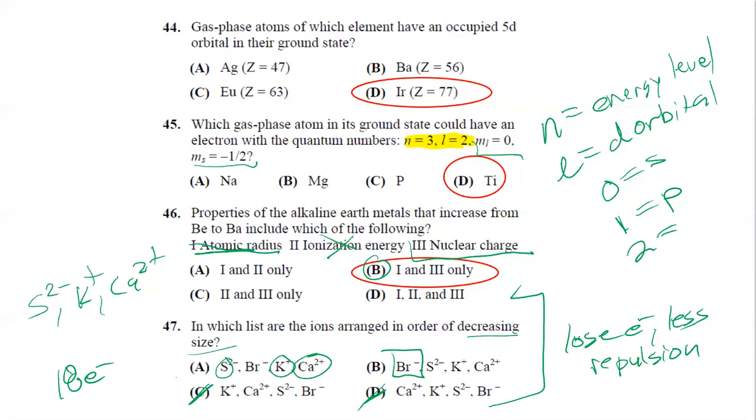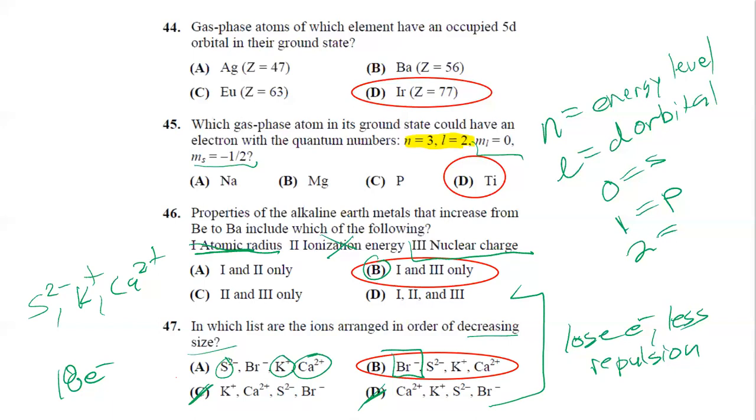And so is bromine going to be larger in its size, or is sulfur going to be larger in its size? What do you guys think? If we go to another energy level, are we going to increase in our size or decrease in our size? Increase. So our bromine in its -1 charge, we expect that to be bigger than our sulfur. And so that's how we got B.